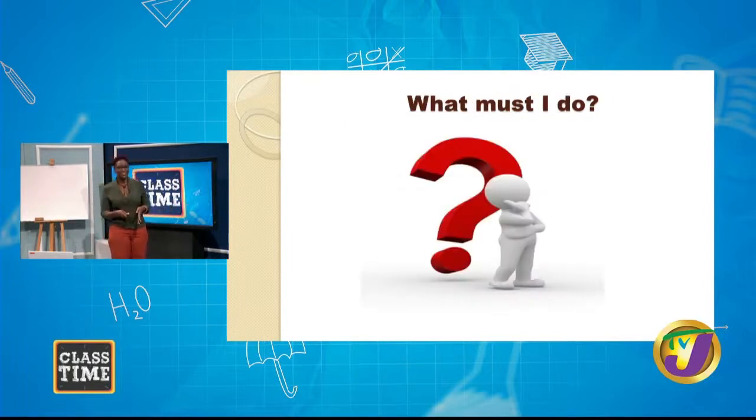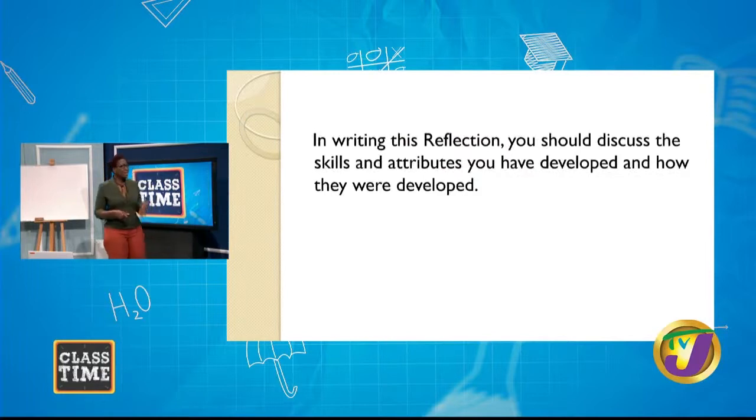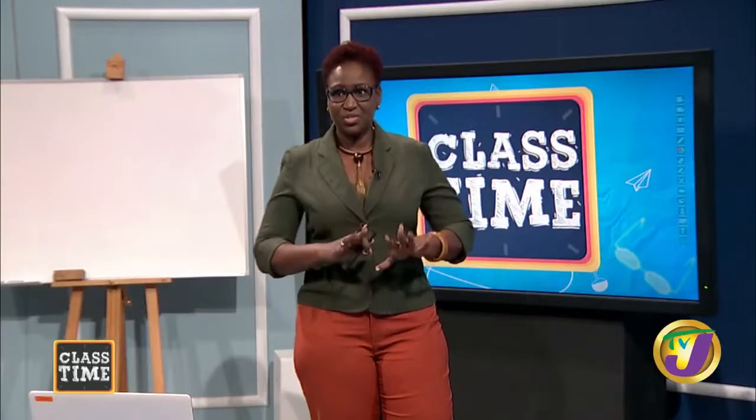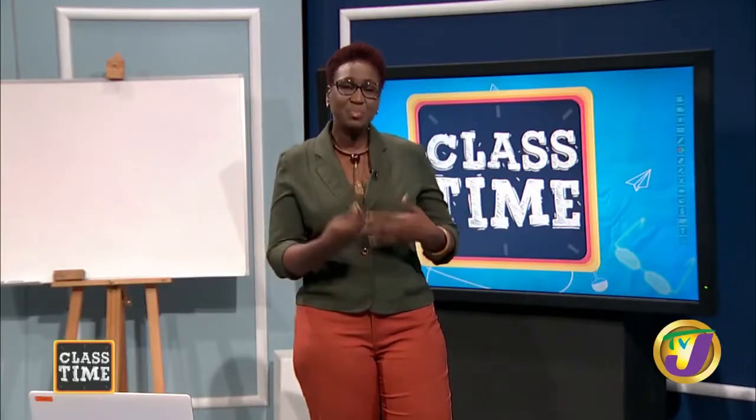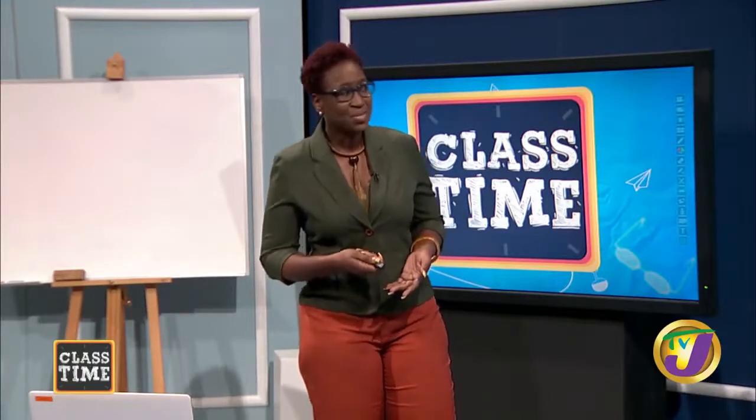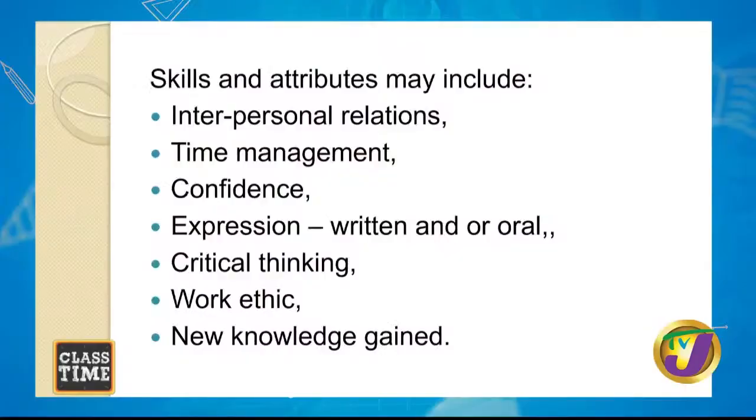What should you do? Of course, you need to discuss the skills and attributes that you have developed, and you have to say how they were developed. You can't just say, well, I gained this skill or that skill and just leave it there. No, we need to explain how it went. So here are some examples of skills that you may talk about.